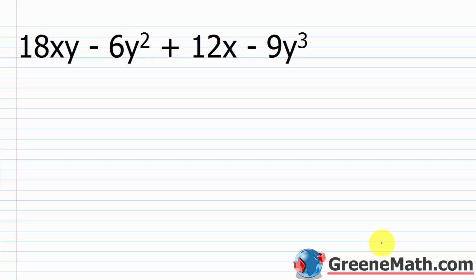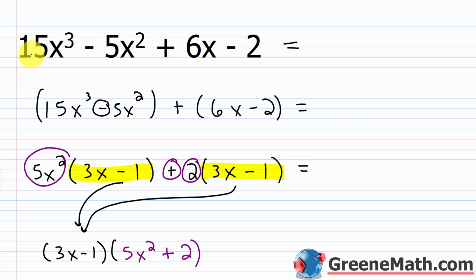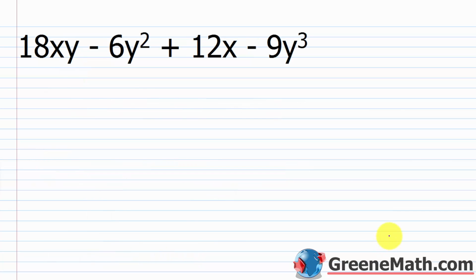So the first thing you would notice with this, we have 18xy minus 6y squared plus 12x minus 9y cubed. Everything has a common factor to start, okay? If you look at the example we looked at before, let me go back to it. If you look at this example again, we don't have anything that's common to the 4 terms other than 1 or negative 1. If we look here, we do have a common factor of 3, right?